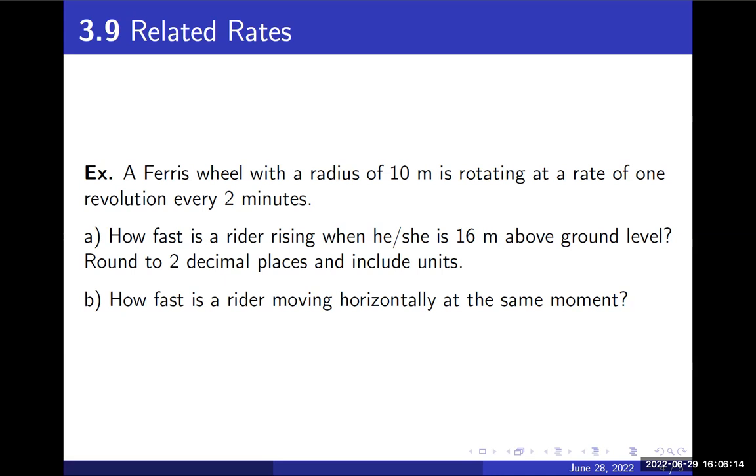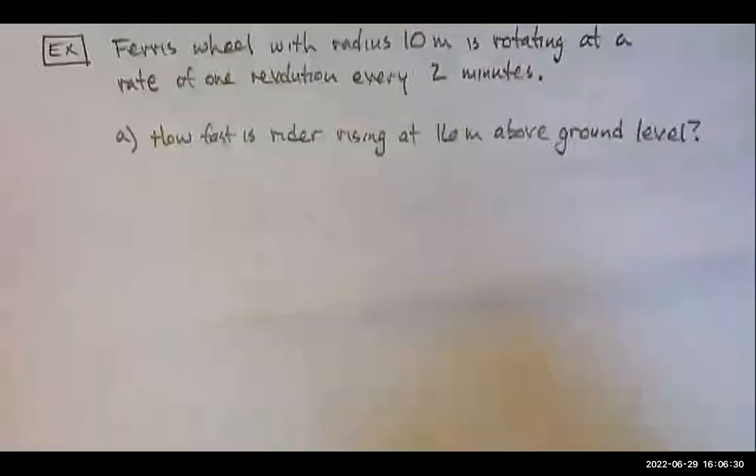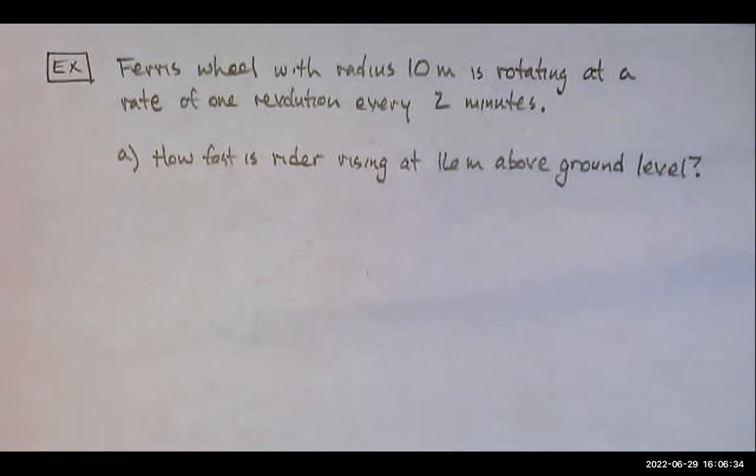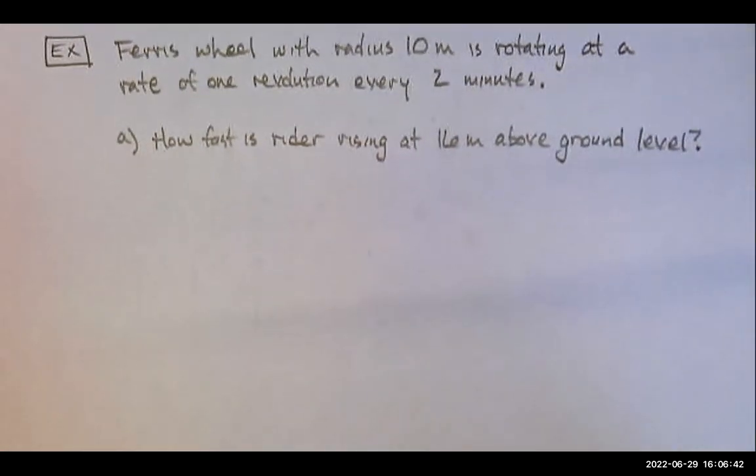So when somebody's 16 meters up, how fast are they rising just vertically? Part B, how fast is a rider moving horizontally at the same moment? Okay, cool. Let's go to the paper. Here we go. Ferris wheel, radius 10 meters, rotating at a rate of 1 revolution every 2 minutes. How fast is a rider rising at 16 meters above ground level?